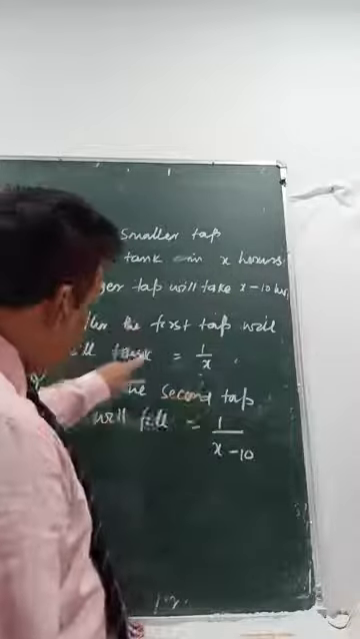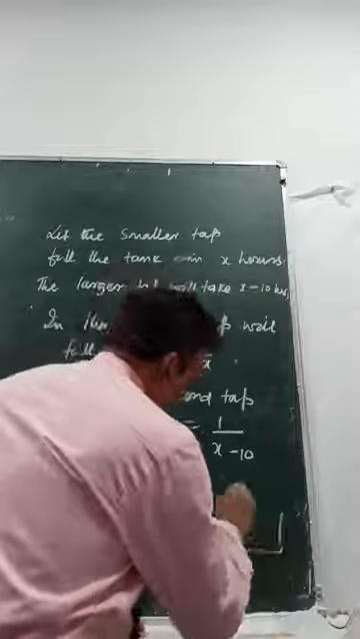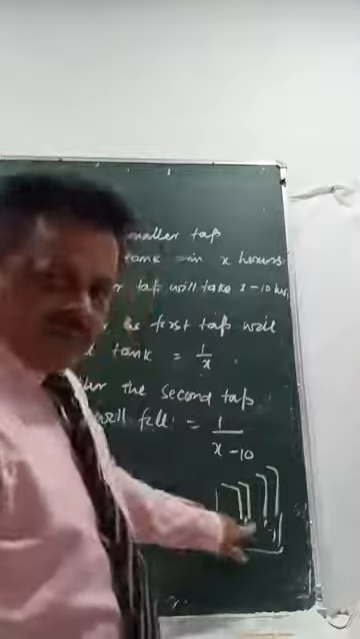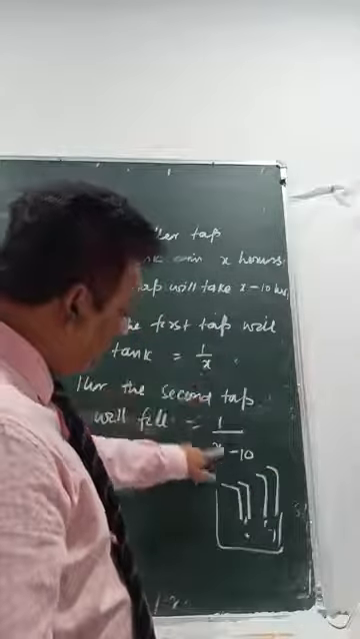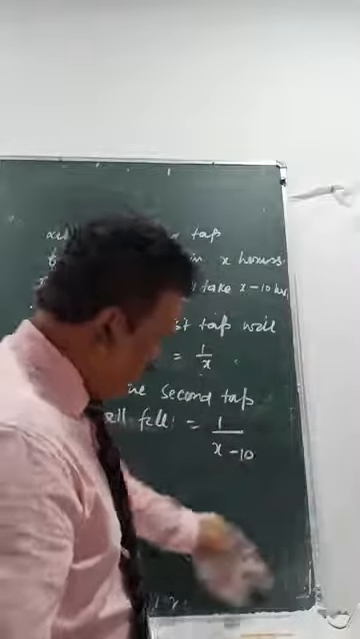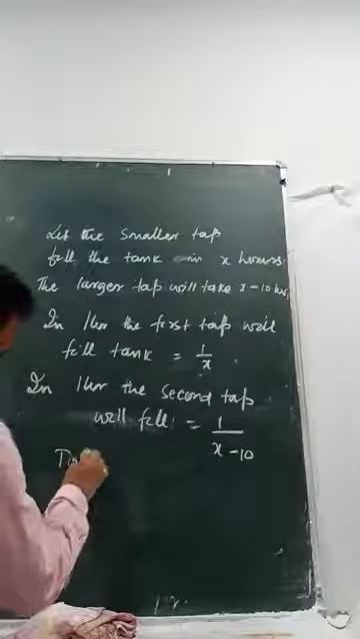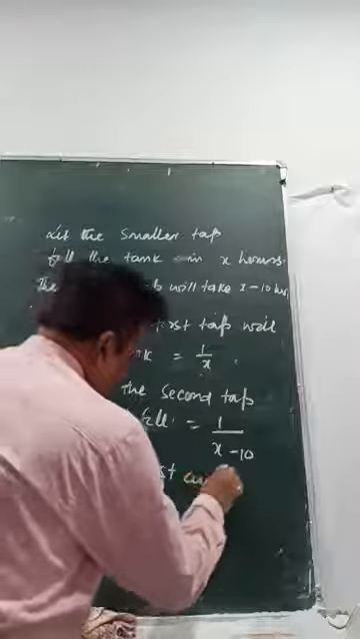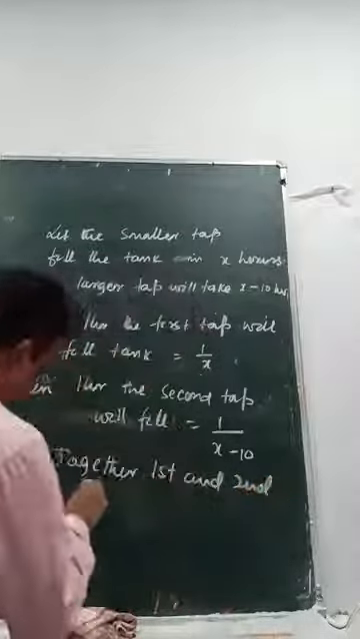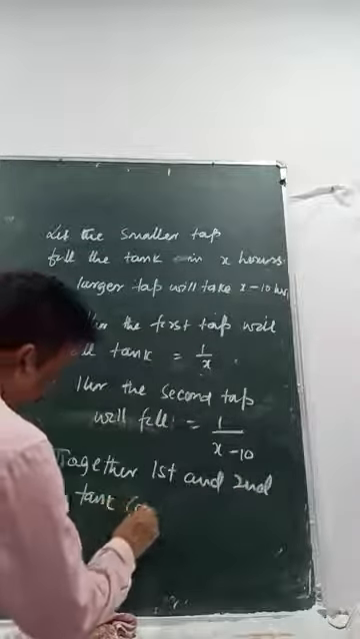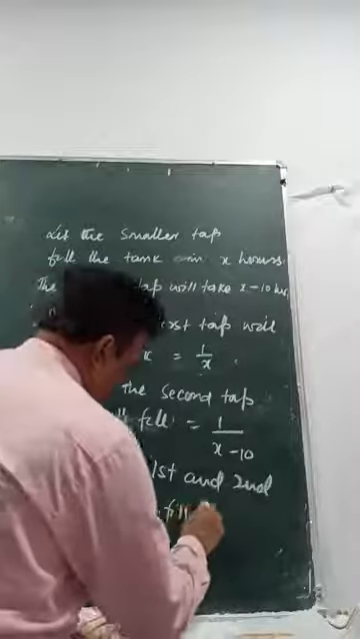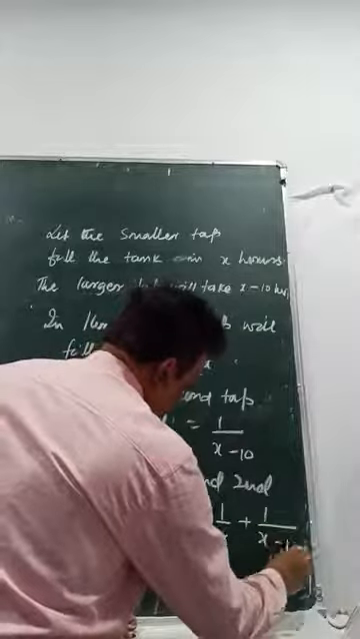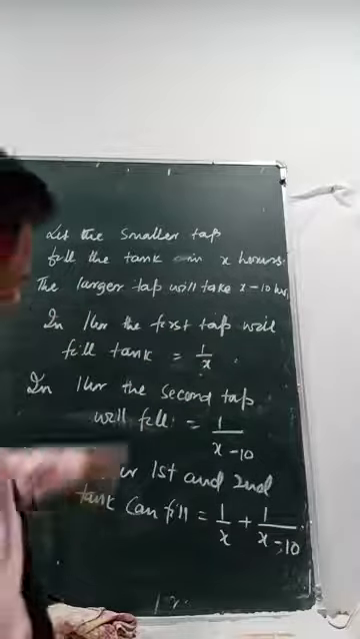So first and second, if you open together, this is also filling, this is also filling. Together, how much will it be? 1 by x plus 1 by x minus 10. So together, the first and second can fill 1 by x plus 1 by x minus 10. Okay, this is the relation here.